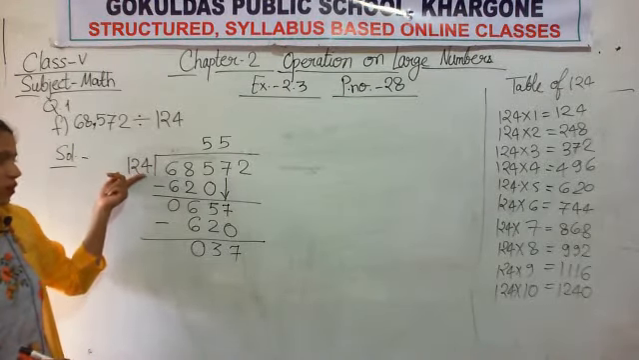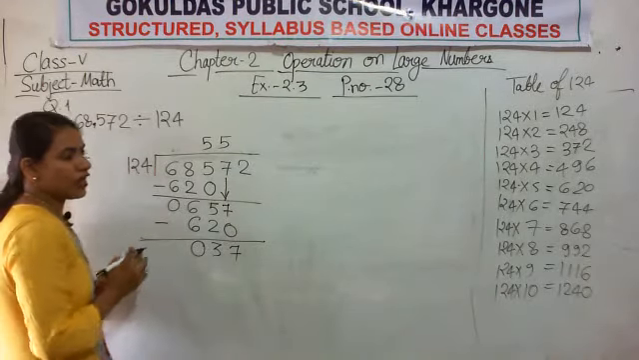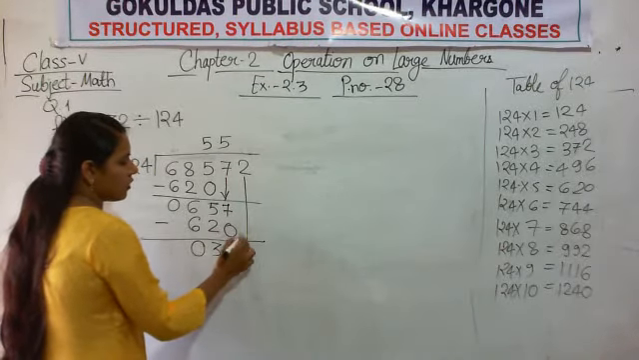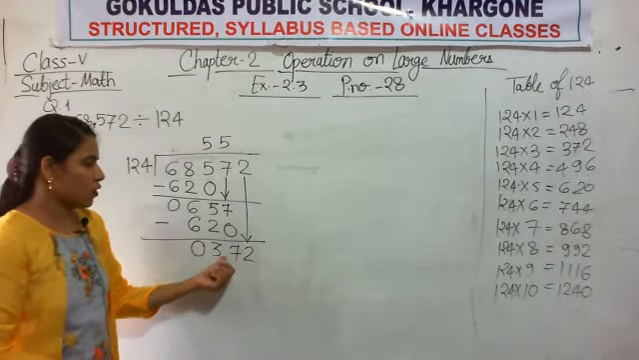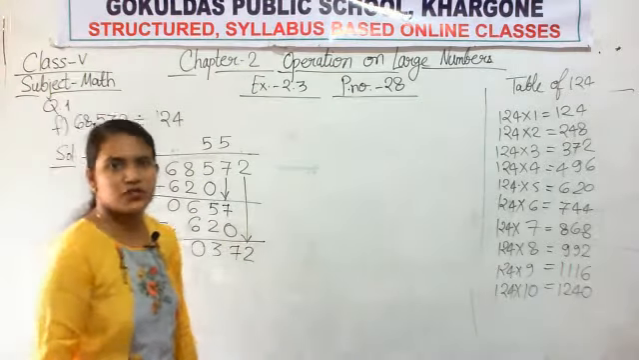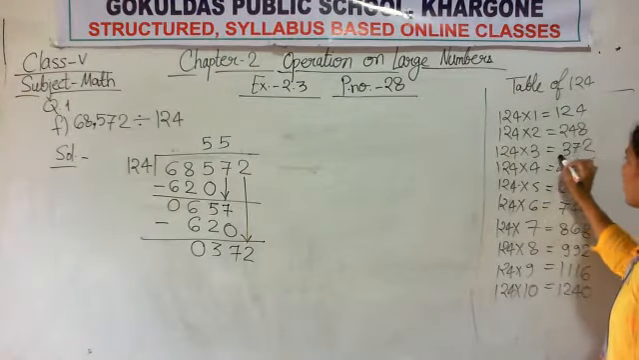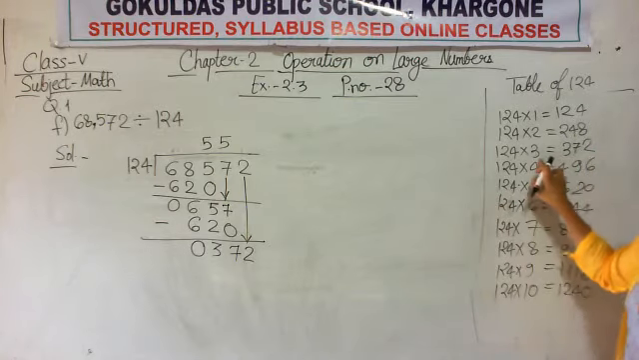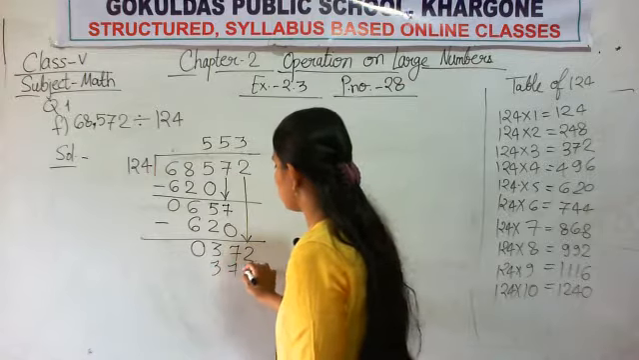Divisor is 124. Okay, and 37 is smaller than divisor, so you cannot divide. So for that you will bring down this 2 to here. Okay, 372. Now check, does 372 come in the table of 124? Check it. 372. Yes, it comes here. 372 comes in 3 times. So you will write 3 over here and you will write 372 here.